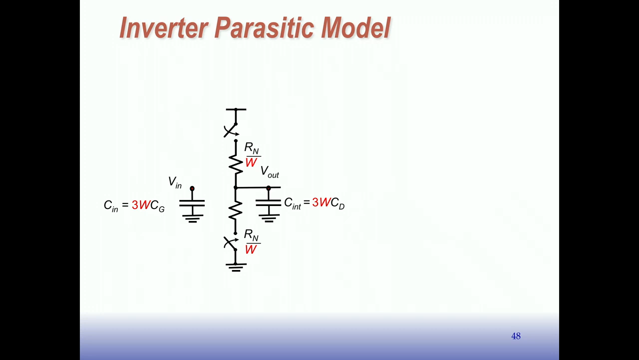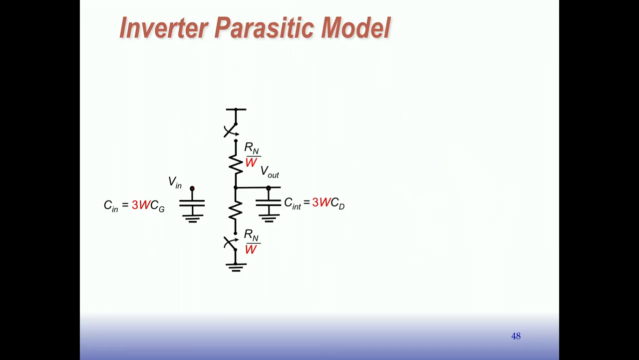So the total amount of internal capacitance is one part contributed by the pull-down and two parts contributed by the pull-up, because the pull-up is twice as wide. So that's where this 3 came from. We said that the internal capacitance is 3W times CD, where CD is the unit capacitance for the drain regions of either a P or an N. So we've got 3 units there, 2 from the P and 1 from the N. So that's where that came from.